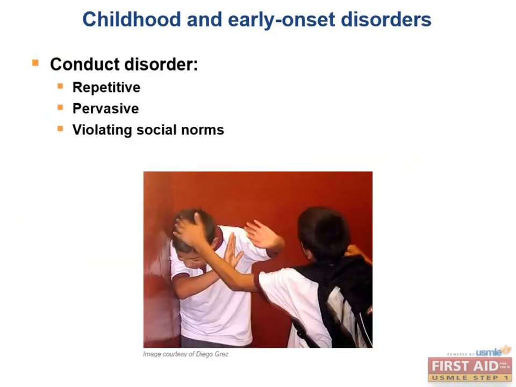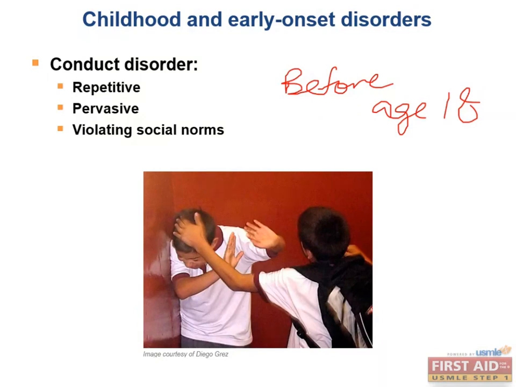Next is conduct disorder. This refers to repetitive and pervasive behavior that violates social norms, often manifested by aggressive, destructive, sometimes illegal activities. By definition, this disorder must begin before age 18. And if it begins after, it's referred to as antisocial personality disorder, which we'll discuss in more detail later.